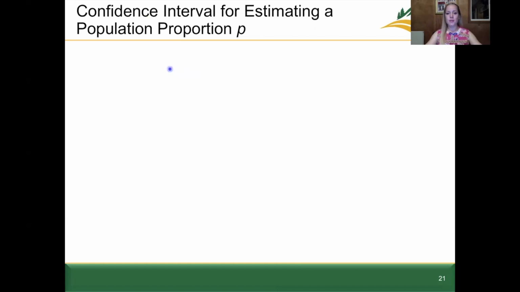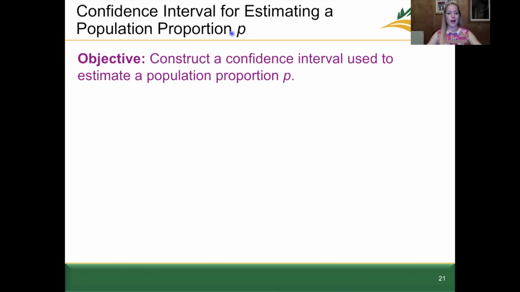We're going to talk more explicitly now about the different factors that go into a confidence interval for estimating a population proportion, or lowercase p. Let's talk about why we do this. So the objective here is to construct a confidence interval used to estimate a population proportion p. Remember, we don't always want to take all the data from a whole population, so we can take a sample of that population and then see how that best estimates our full population.